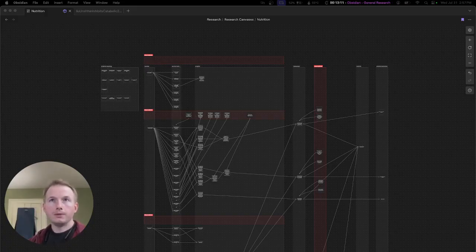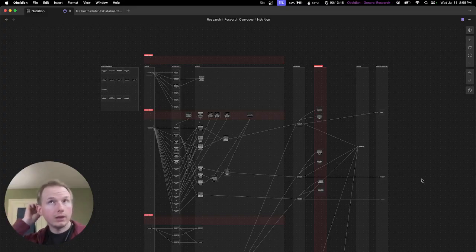So with that in mind, let's take a look at this canvas that I've put together. So since the video that I put out originally to walk through the research system that I was using, I've made just a few upgrades to it. The main one is actually using multiple canvases.